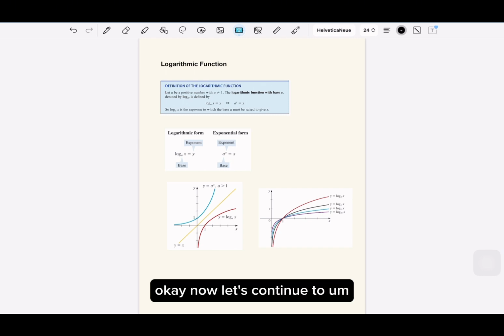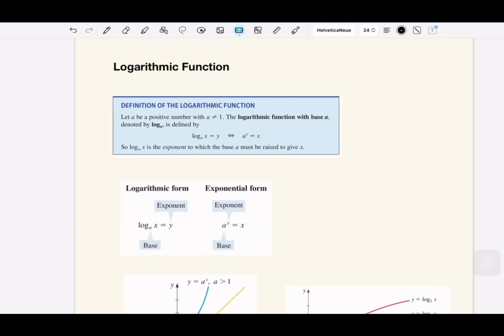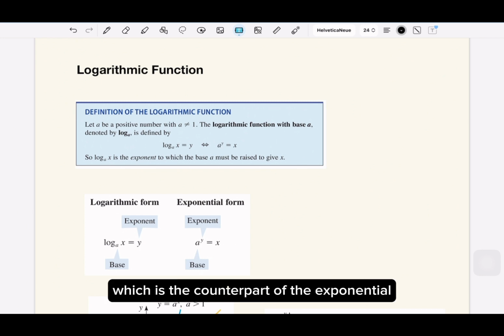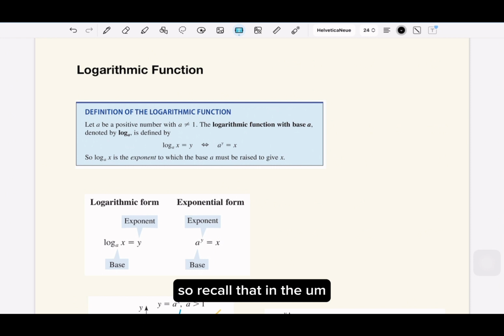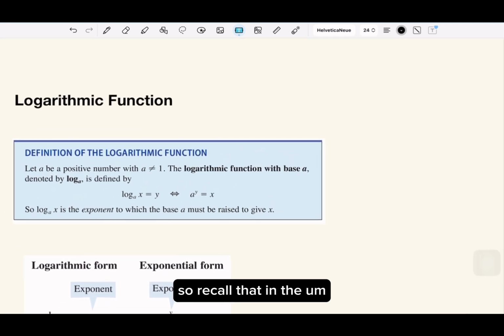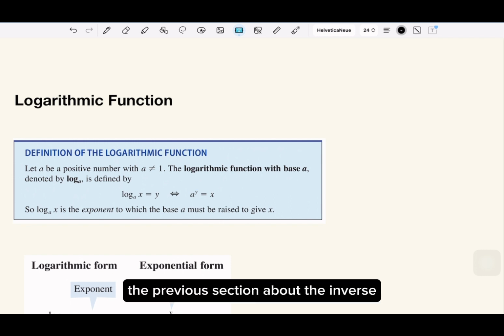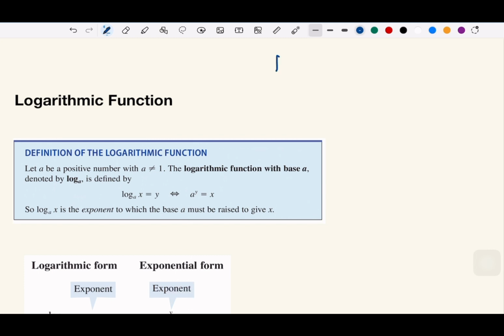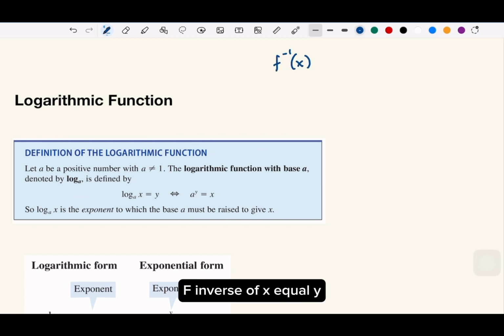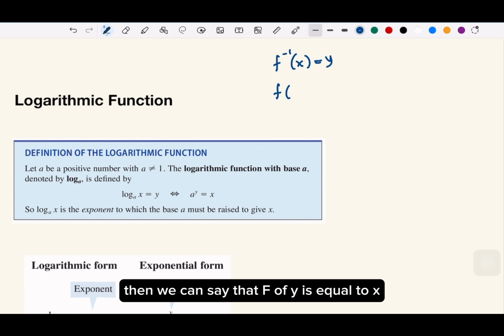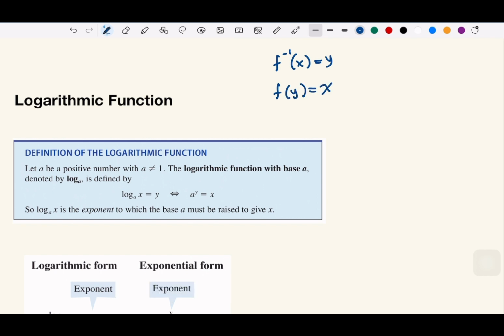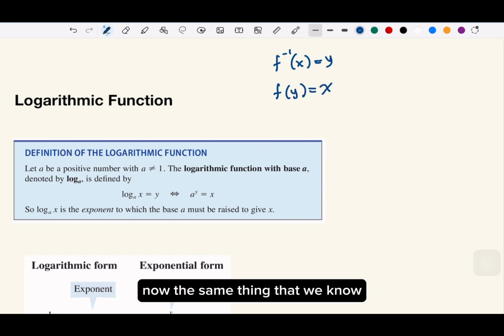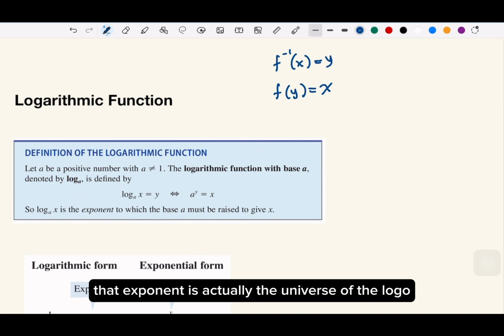Okay, now let's continue to the logarithmic function, which is the counterpart of the exponential. Recall that in the previous section about the inverse, we know that if we write f inverse of x equal y, then we can say that f of y is equal to x. The same thing applies here: the exponent is actually the inverse of the logarithmic function.